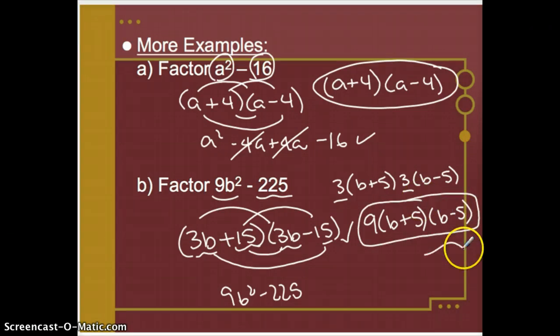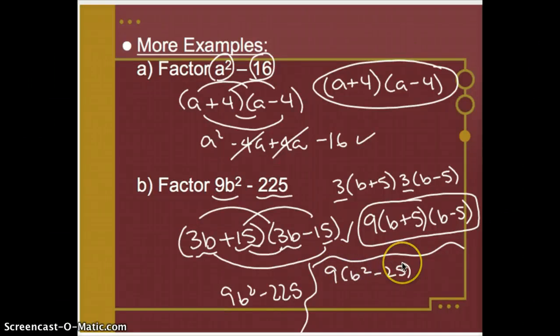Okay, and kind of like I did last time, if you wanted to do it a different order, you could factor out the GCF first. So 9 goes into 9b squared and into 225. So it's 9 times b squared minus 25. And then we can see that that's 9 times b plus 5 times b minus 5. So both ways we work it out, we get the same answer, but you have to make sure you keep going and go all the way.